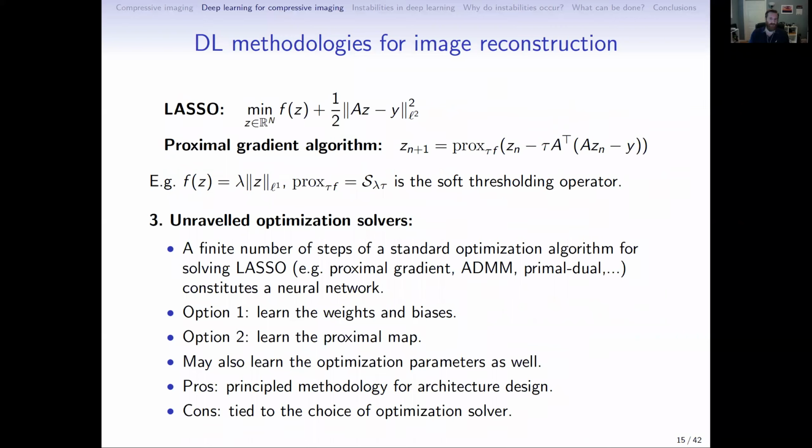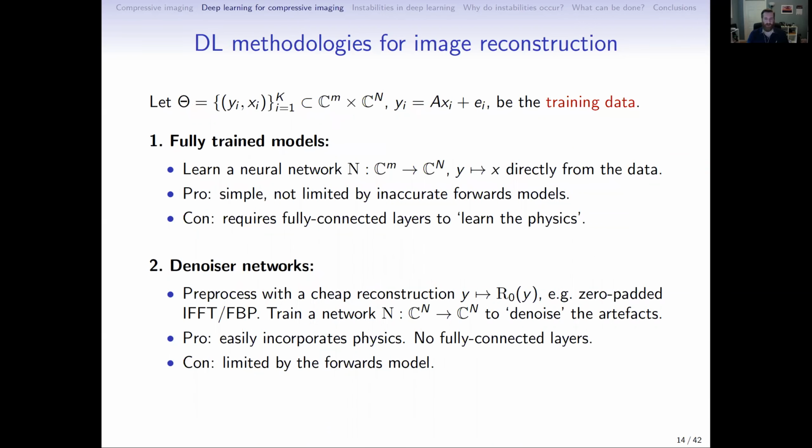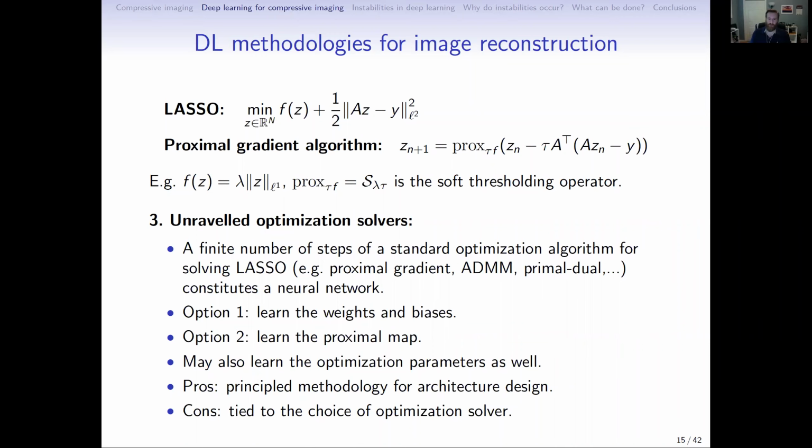Okay, so the third methodology is unraveling. In a sense, this is not really distinct from the first two things I talked about, but it is a slightly different approach. One of the things I didn't mention when we were talking here is how do you choose the neural network architecture? The idea of unraveling is to give you a principled way of designing network architectures. And the basis for this is something like the following.